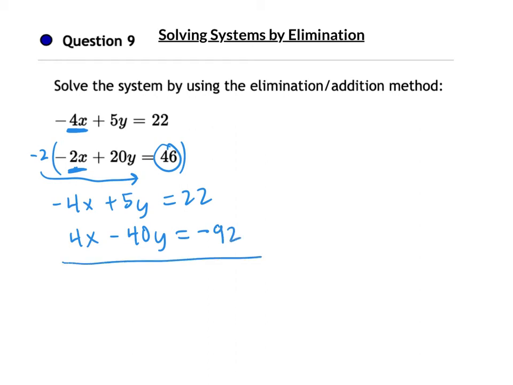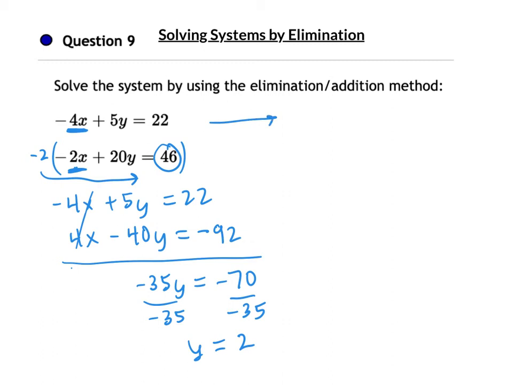I'll add the two equations. These are eliminated. They're gone. 5 and negative 40 make negative 35y. 22 and negative 92 add to negative 70. Divide both sides by negative 35. And y will equal 2.